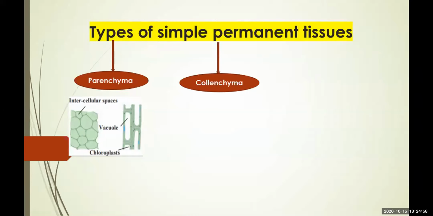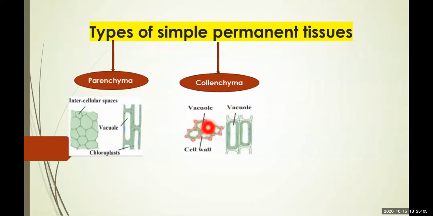Second is collenchyma. This is how it looks. You can notice the red marks. This shows the thickening of the outermost layer of the cell. Okay, it also shows presence of vacuole.